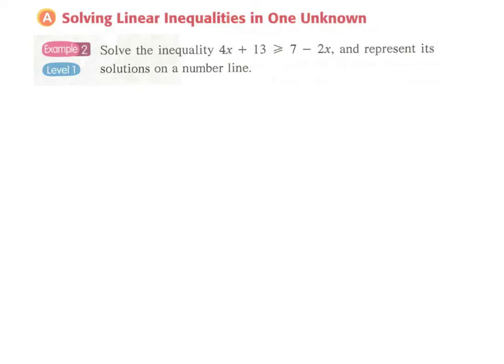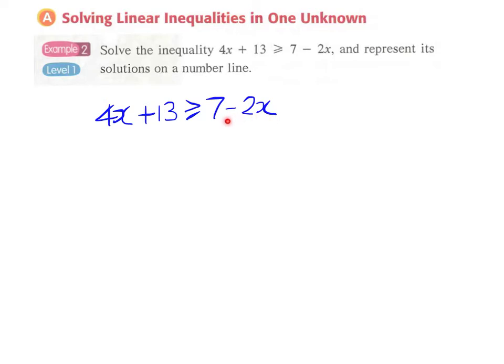Next, we come to a section on solving linear inequalities in one unknown. In this example, solve the inequality 4x plus 13 greater than or equal to 7 minus 2x and represent its solution on a number line. We have 4x plus 13 on the left hand side and 7 minus 2x on the right hand side.